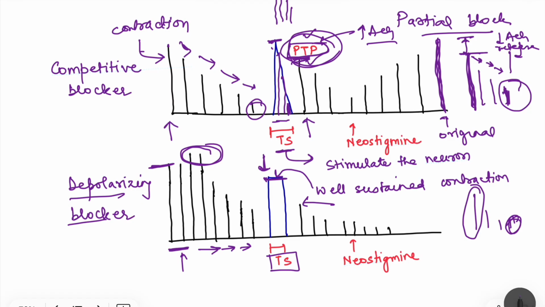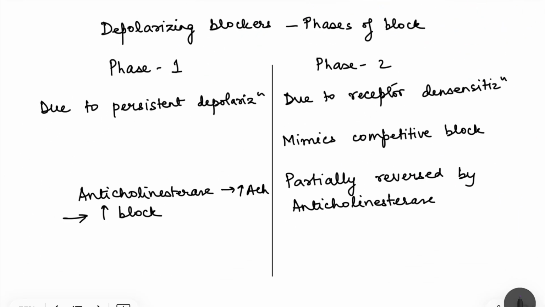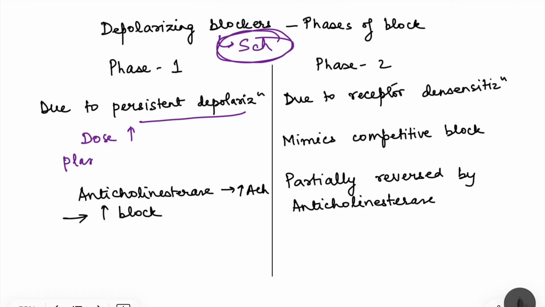So moving on to another concept, phases of block in case of depolarizing blockers. Now, depolarizing blocker, I hope you have understood the mechanism, that is due to persistent depolarization. But if the dose of depolarizing neuromuscular blocker, actually the only known neuromuscular blocker in this case is succinylcholine, is more, or if it is not destroyed, see, succinylcholine is not destroyed by the synaptic cleft cholinesterase enzyme, but there is another enzyme, plasma cholinesterase, also known as butyryl cholinesterase.